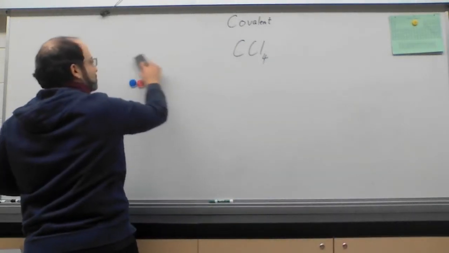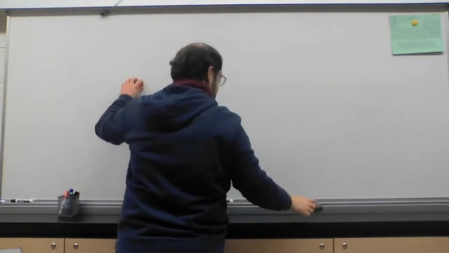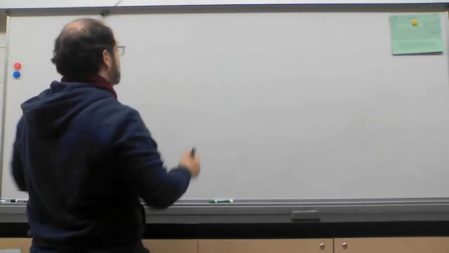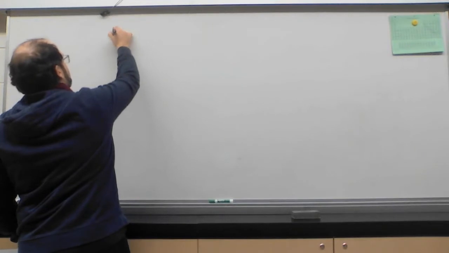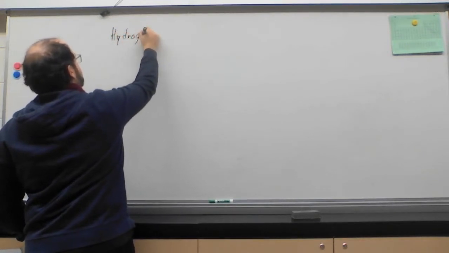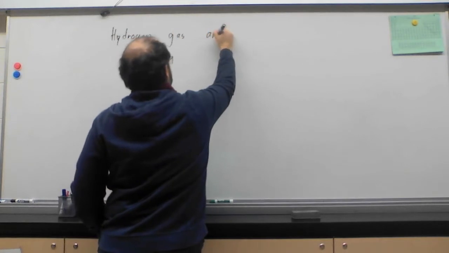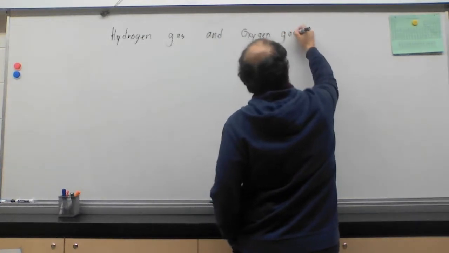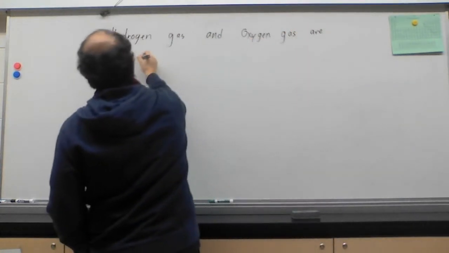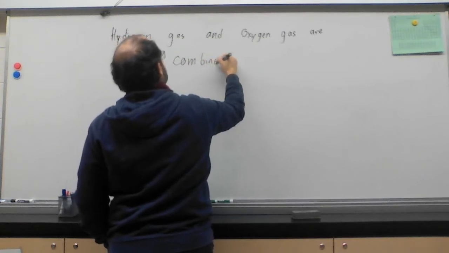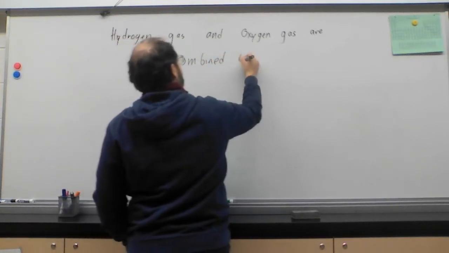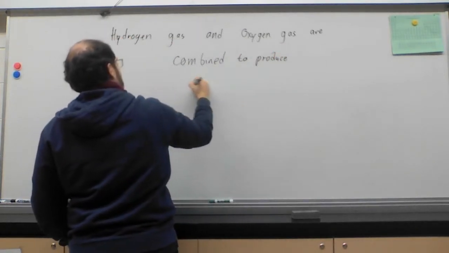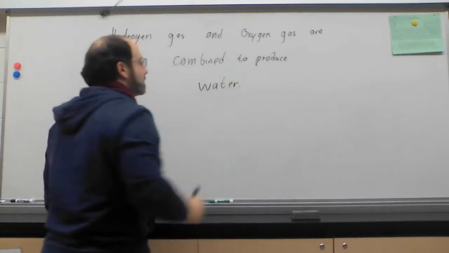Well, for our purposes, we're going to start ourselves off with our simplest example, the one that we know very well because we've done it so many times. So, we're going to start off by saying: hydrogen gas and oxygen gas are combined to produce water.